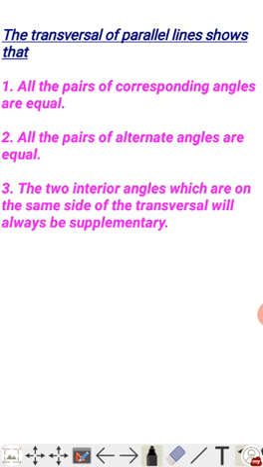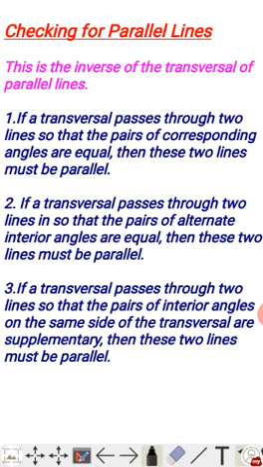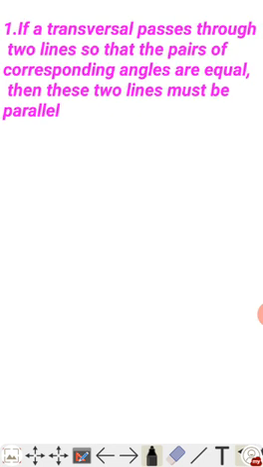Today we are going to see the inverse of the transversal of parallel lines. Means we have to check whether the given lines are parallel or not. It is very simple to estimate that. How will you solve this or how will you check it? You can say it is the inverse of the transversal of parallel lines.